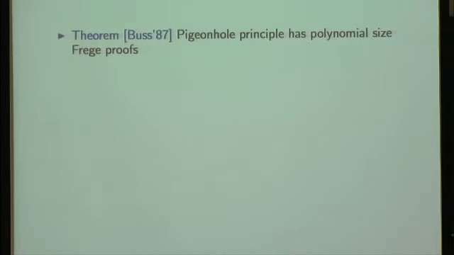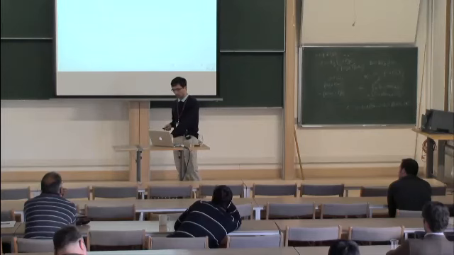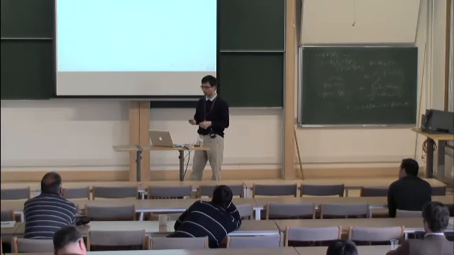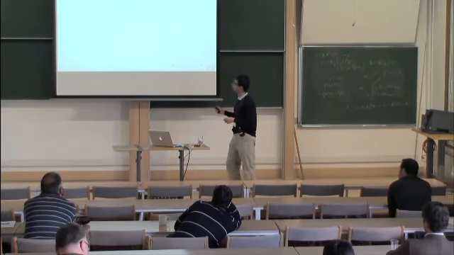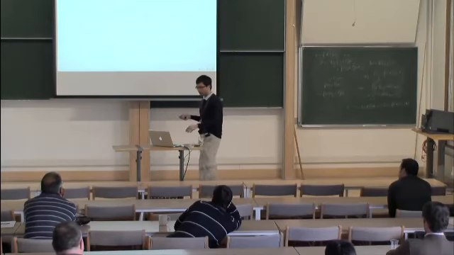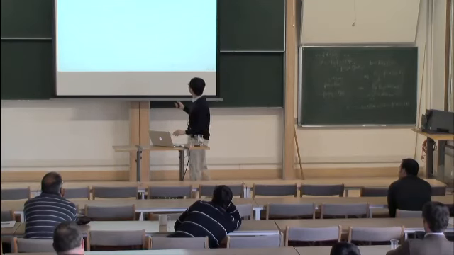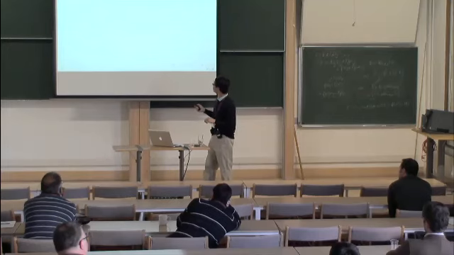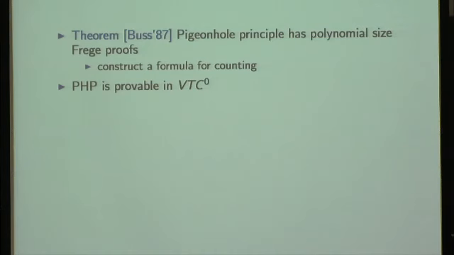Some more formalization. One is this example about the pigeonhole principle. Buss proved that it has polynomial size Frege proofs, and the main thing to do here is to construct a formula for counting, and then do induction on the number of pigeonholes. So it is quite evident after his proof that counting is everything that we need to prove this principle. And it can in fact be formalized in the theory VTC0. So this is one example.